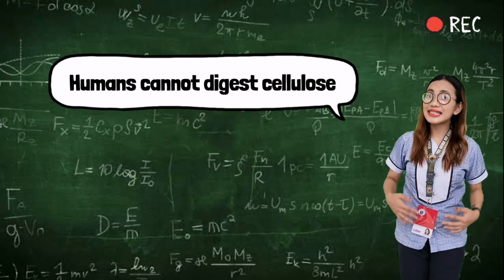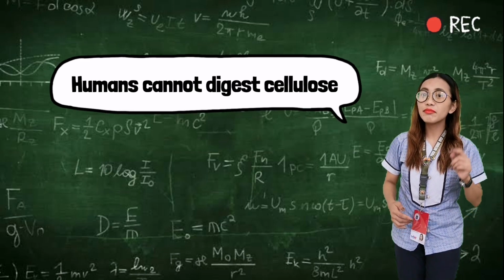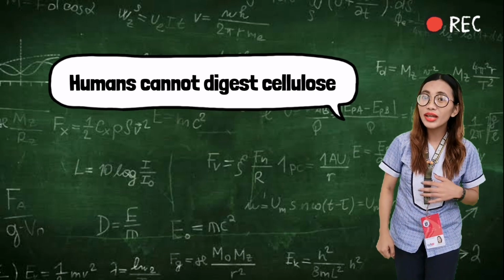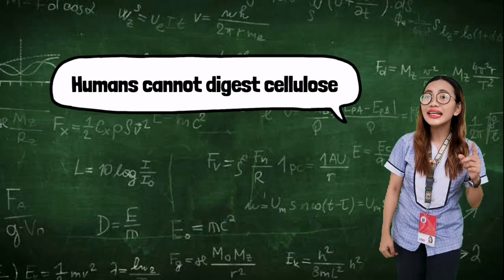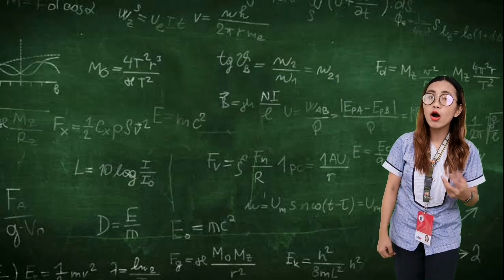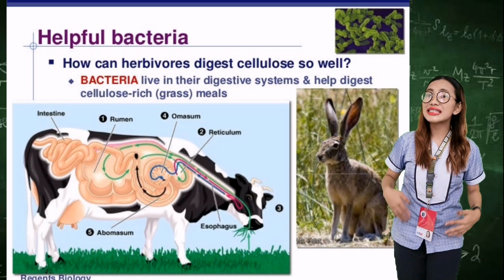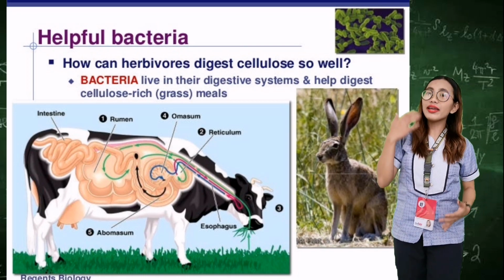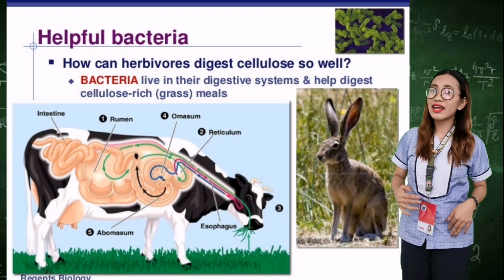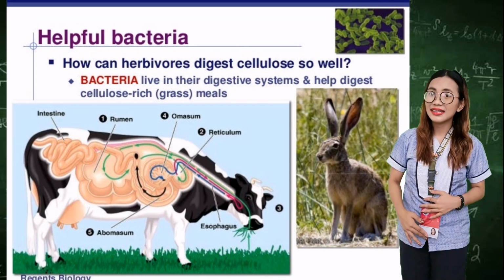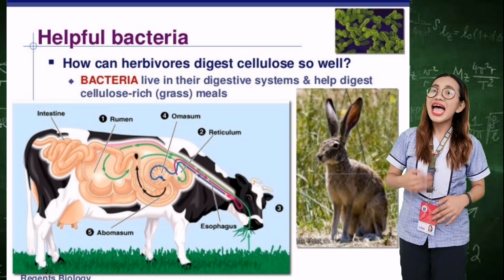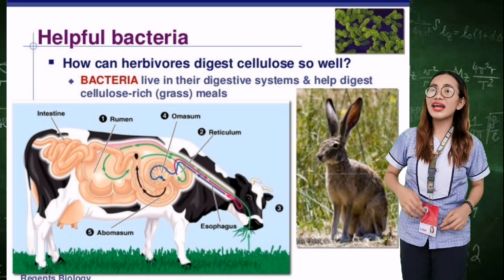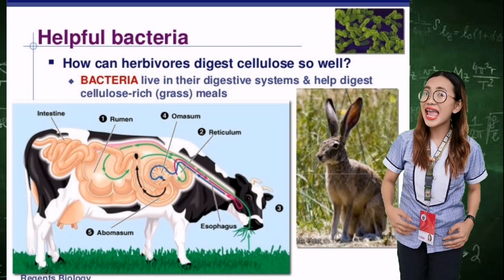People cannot digest cellulose. That is the main reason why we do not eat grass, because we cannot digest it. Only carabaos, cows, and other animals can digest cellulose or these grasses, for they have microorganisms present in their digestive tract. These microorganisms help digest the grasses or cellulose that is being eaten by these animals.